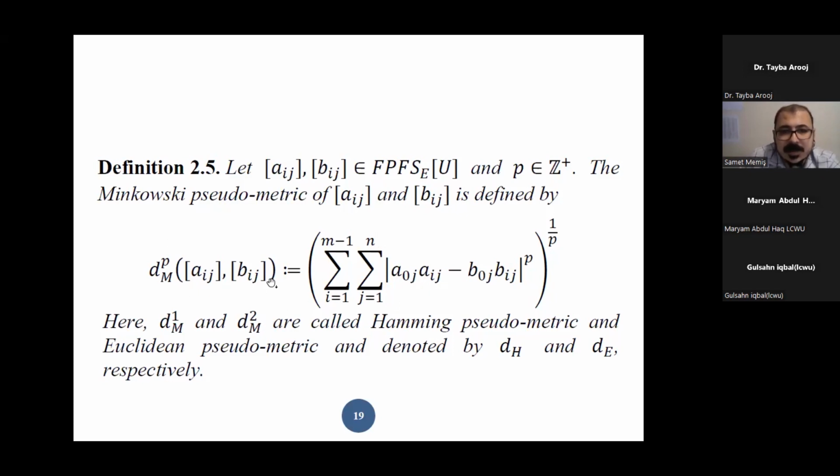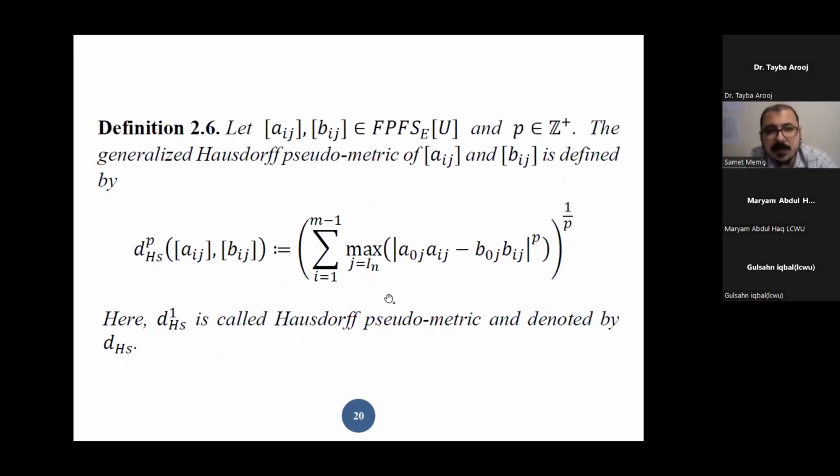And of course, this is generalized, because if p is equal to 1, it's called the Hamming pseudometric, or if the p value is equal to 2, it's called the Euclidean pseudometric, denoted by DH and DE respectively. The other one is the Hausdorff pseudometric, the generalized Hausdorff pseudometric. As you can see here, the p-value is equal to 1, and it's called the Hausdorff pseudometric and denoted by DHS.